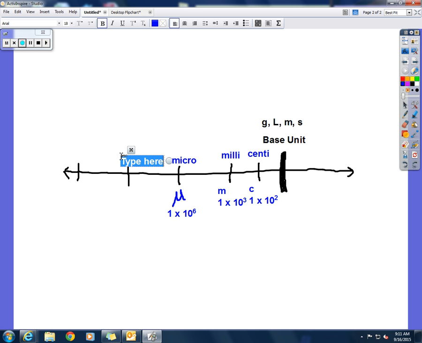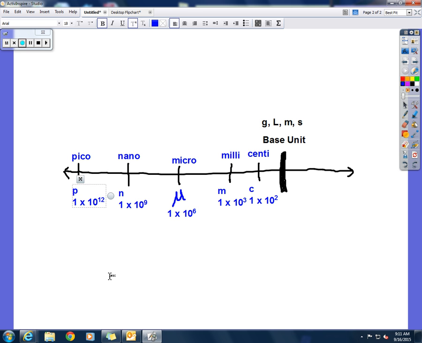Then we have nano. Another way to remember that nano comes first is that LMNOP, N comes before P in the alphabet. So N is for nano, and it's 1 times 10 to the 9th. And all the way out at the end is pico. And pico is P, and it's 1 times 10 to the 12th.